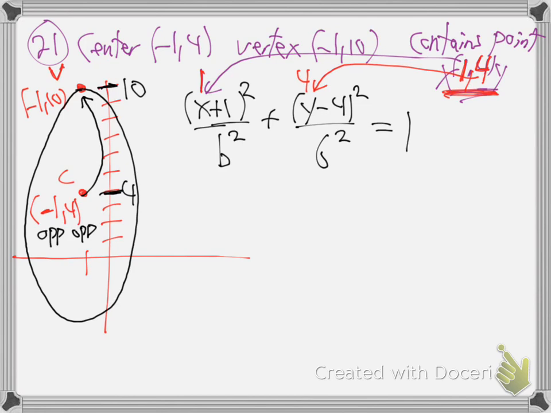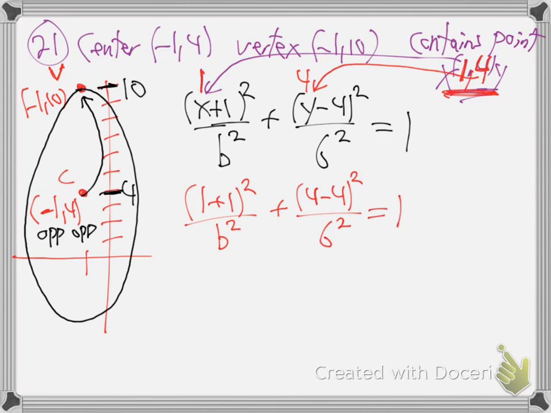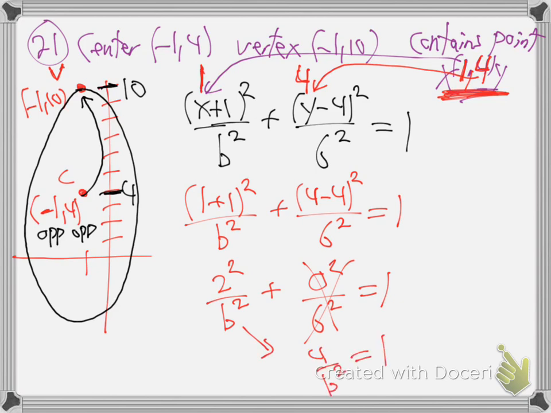So if I plug in 1, I get (1 plus 1) squared over b squared plus (4 minus 4) squared over 6 squared is 1. Is that making sense so far? So I'm plugging in (1, 4): 1 for x, 4 for y. What do you get then? 2 squared over b squared. What's this? 0 squared over 6 squared. That's just 0, isn't it? That's just gone. 0 over anything is 0. So this becomes 4 over b squared is 1.